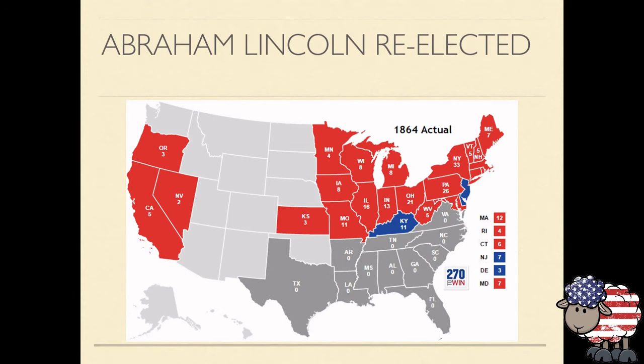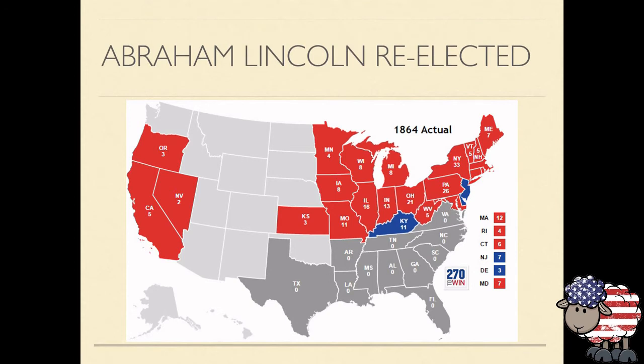At this time you can also see you've got Nevada, you've got West Virginia splitting off of Virginia, as West Virginia was added to the Union in 1863.